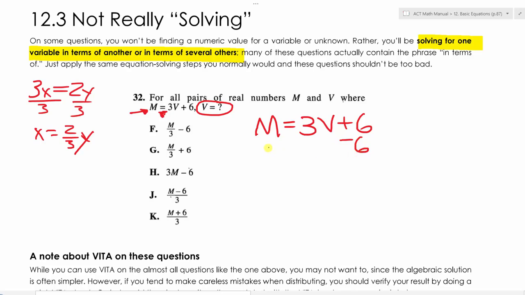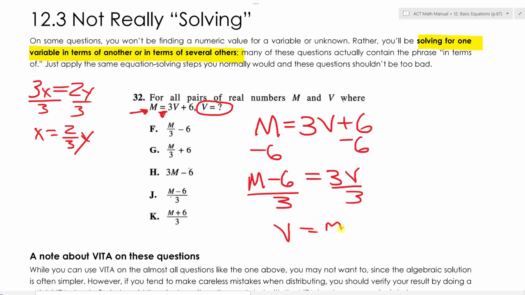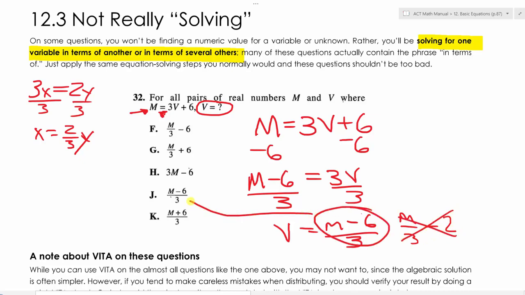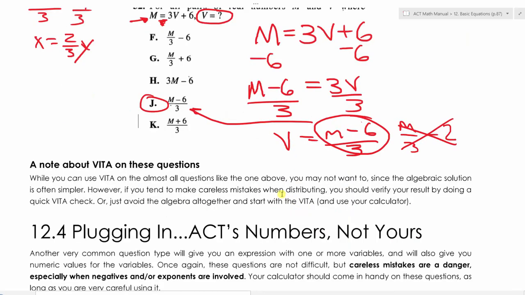I subtract the 6, that's my first step in isolating the v. I get m minus 6 equals 3v. I divide both sides by 3. I get v equals m minus 6 over 3. Now I am not going to separate these into two different fractions, such as m over 3 minus 2, because ACT has already given me this expression in the answer choices. So this is m minus 6 over 3. Again, just had to manipulate.